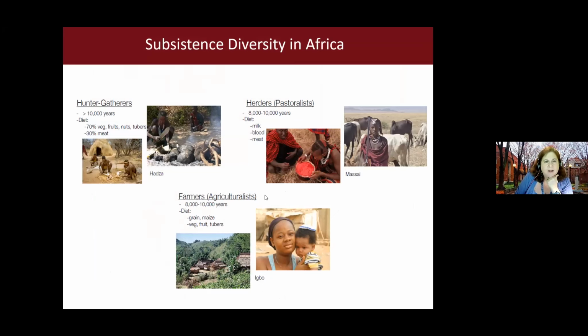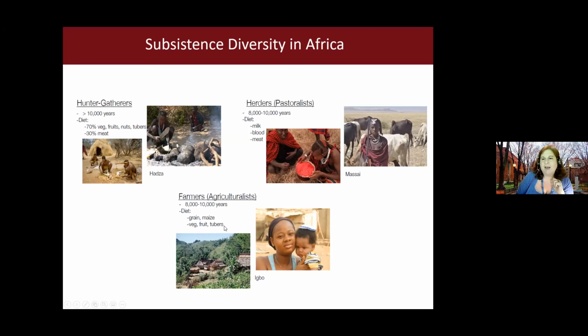So people who are hunters and gatherers, and this somewhat depends on where they live, of course, tend to have a diet that's heavier in things like tubers and nuts and fruits, and then to a lesser extent meat. Pastoralists, again, depending on where they are, have a diet that's heavier in milk, dairy, blood, and meat. And agriculturalist groups will have a diet that's very heavy in grains and maize, vegetables, fruits, and tubers.